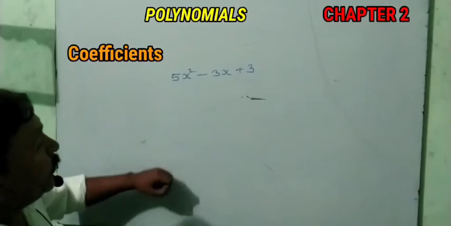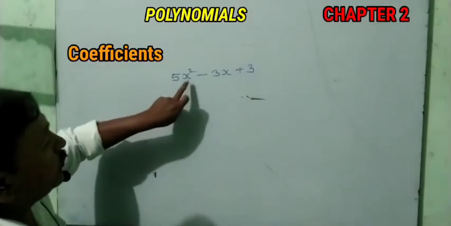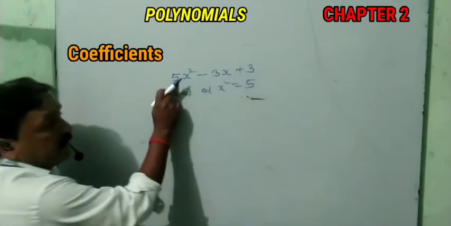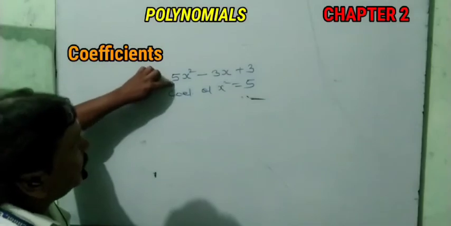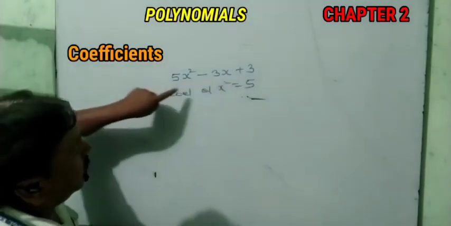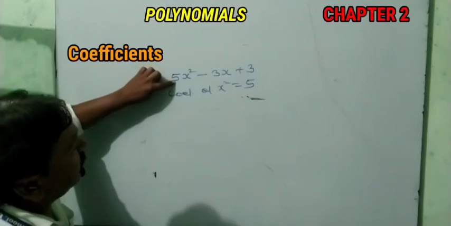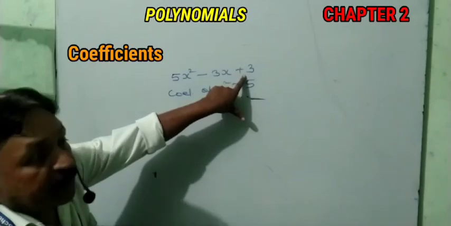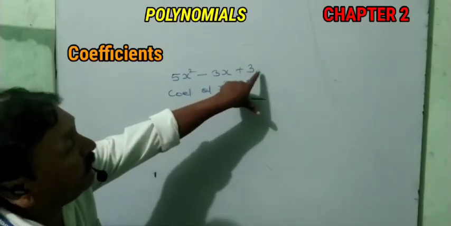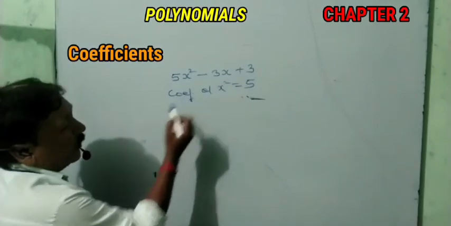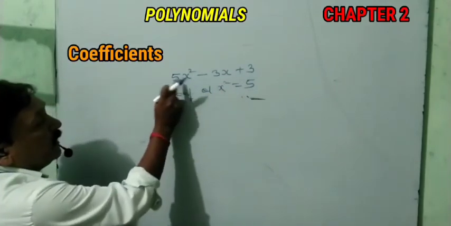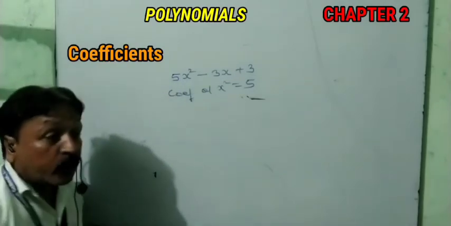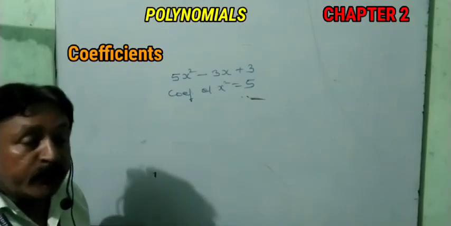Suppose I am asking you the coefficient of x squared. So the coefficient of x squared is how much? 5. I just told you that the coefficient is the multiple with a variable. Here in this expression, 5 is a multiple of x squared, minus 3 is a multiple of x, and plus 3 is a constant number because it does not have any variable with it. So if the question was the coefficient of x squared, we have to write whatever number is in multiplication with it. And always keep one thing in mind, that coefficients are always taken with their sign, positive or negative.